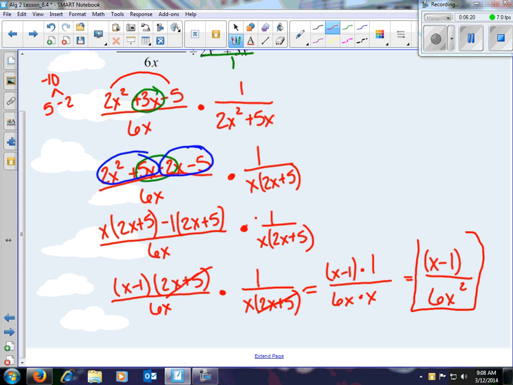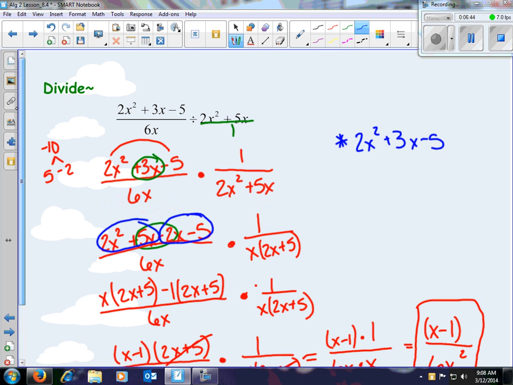Now, the other thing that you could have done is if you didn't want to write this whole thing out over and over again, you could put a star over here and factor 2x squared plus 3x minus 5 off to the side, and then end up down here without having to write all of this out every time. That is totally fine with me. I don't care, as long as you make it known to me that you did the factoring off to the side, that is fine.